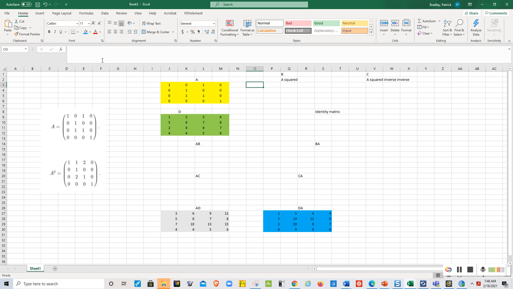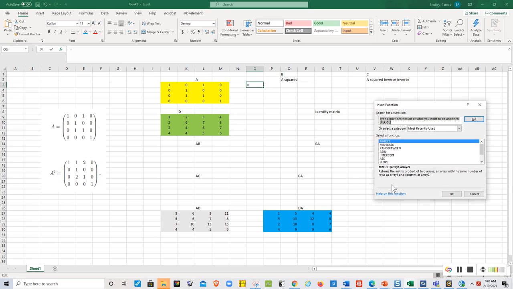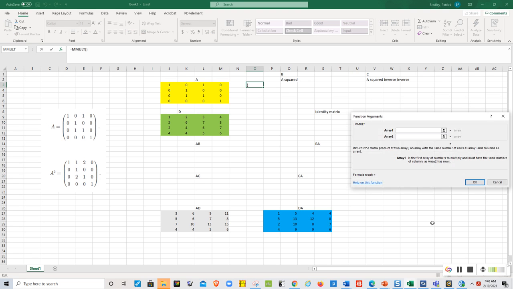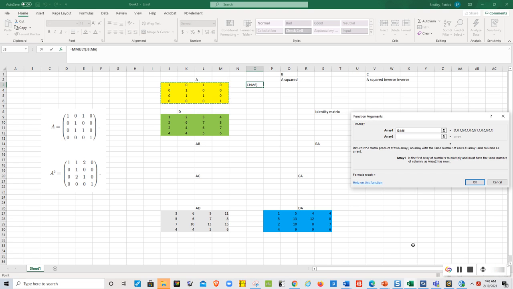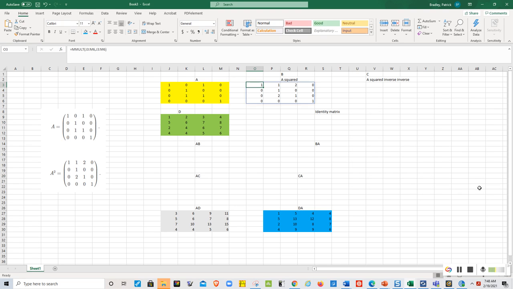So we're going to square A. And so what we're going to do is use the Excel function again. We're going to multiply the matrices, but this time array 1 is going to be A, and array 2 is also going to be A. And I click that. And so that is what A squared is. And from A squared, you can determine if A is transitive or not.